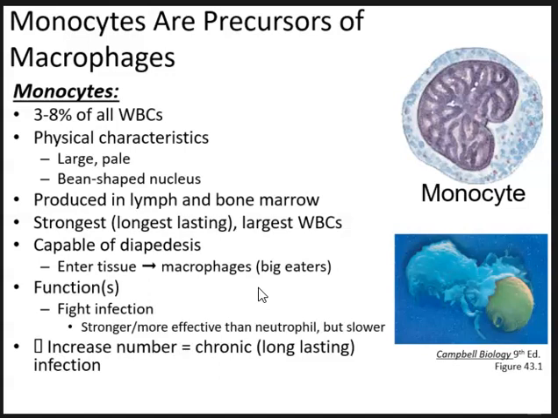If we have an increase in the number of monocytes, this is usually an indication of a chronic, meaning a long-lasting, type of infection that is occurring within the body.